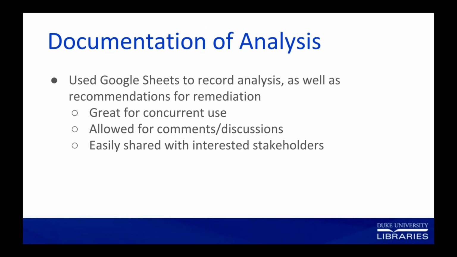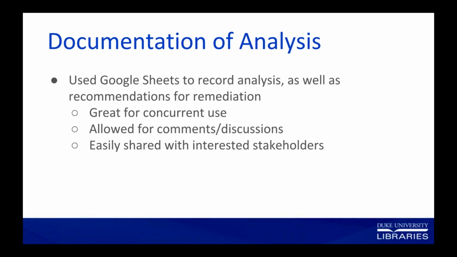So to document our analysis, we put all of the fields into a Google spreadsheet, one field per row, clustered by Dublin Core mapping, as that conceptually made the most sense. And we chose Google Sheets for this documentation because it worked well for our concurrent collaborative use and allowed for comments on cells so we could record our discussions when we weren't in person as well.